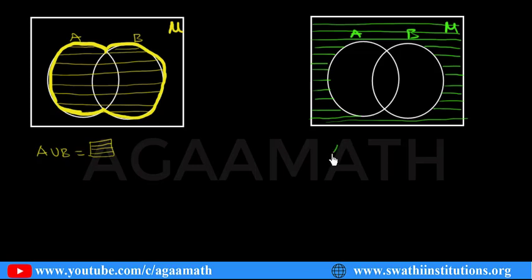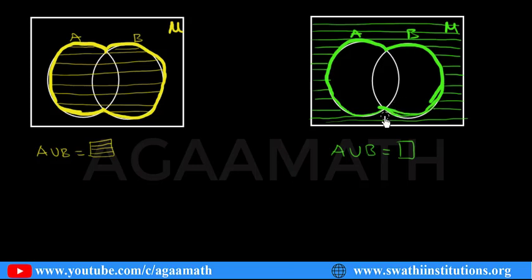So how do you represent it here? A union B is equal to the unshaded region, meaning nothing is shaded. As I said, you have to highlight this region. So this is the region of A union B.